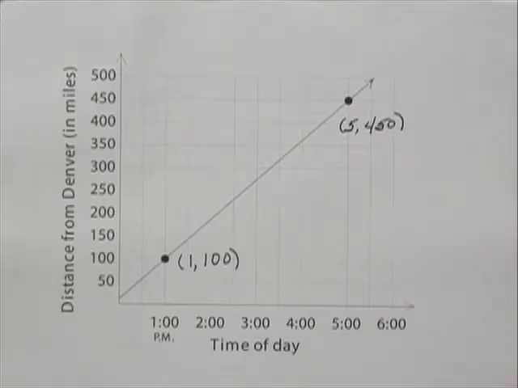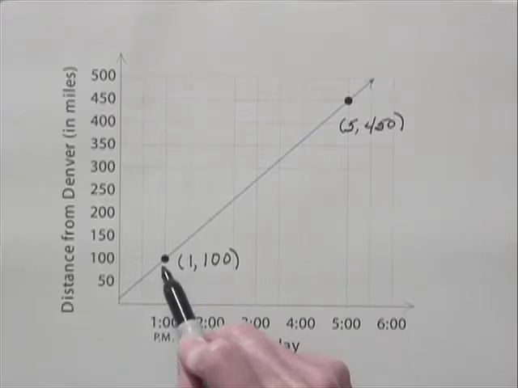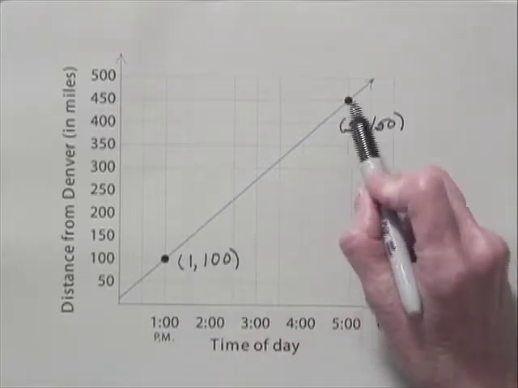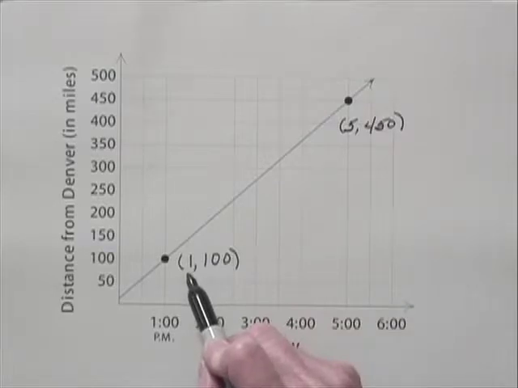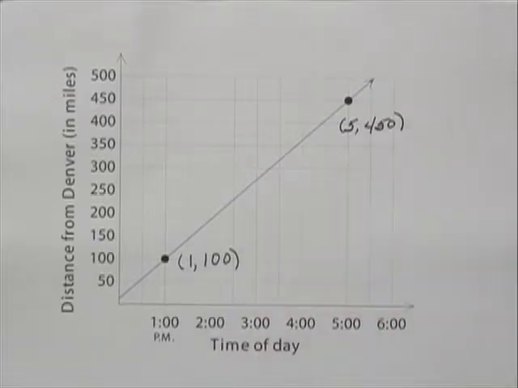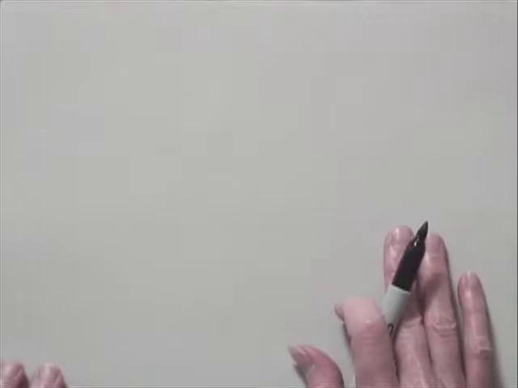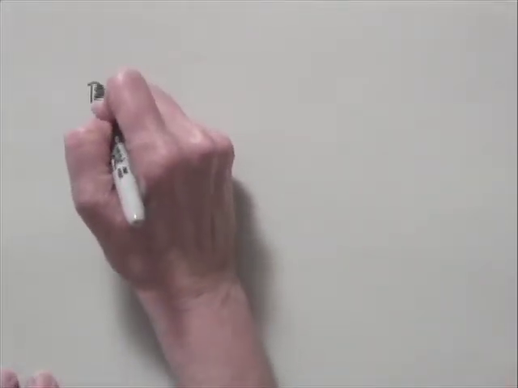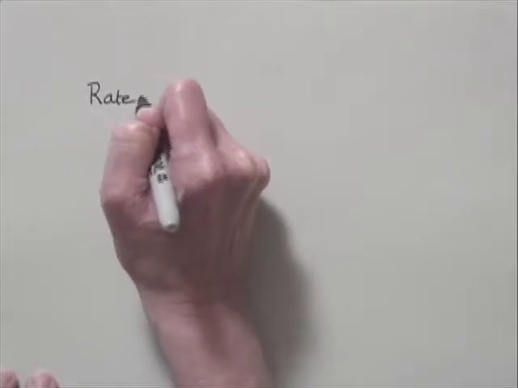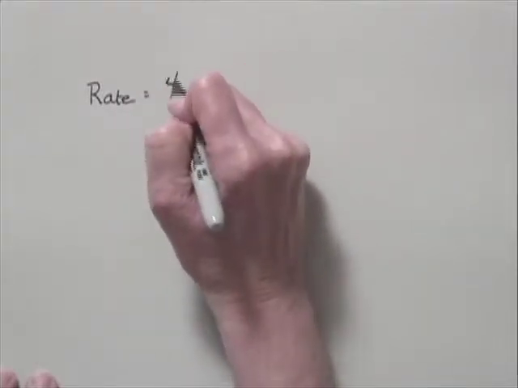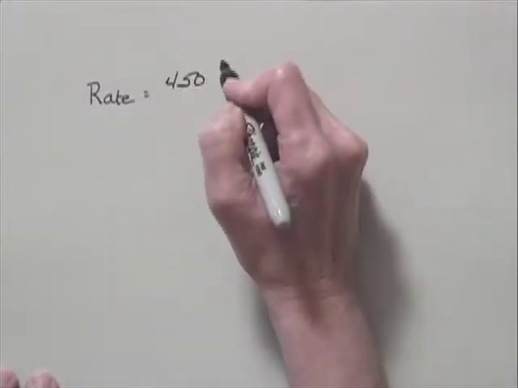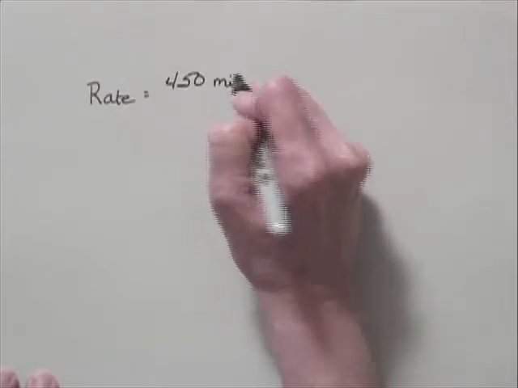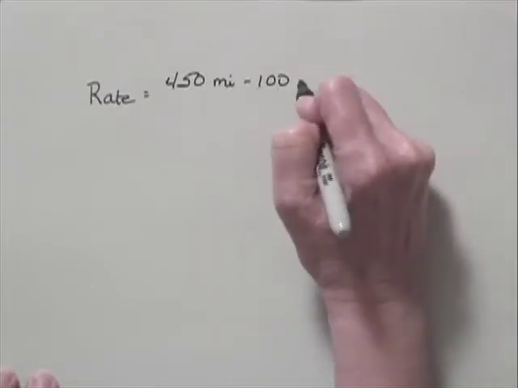Now we want to find the rate when the train has traveled from 100 miles from Denver to 450 miles from Denver in the time period between 1 p.m. and 5 p.m. And we want miles per hour, so we'll do miles in the numerator. The rate is 450 miles minus 100 miles.